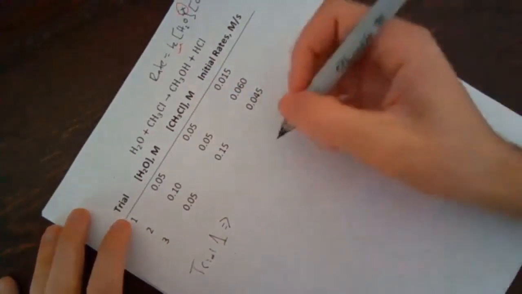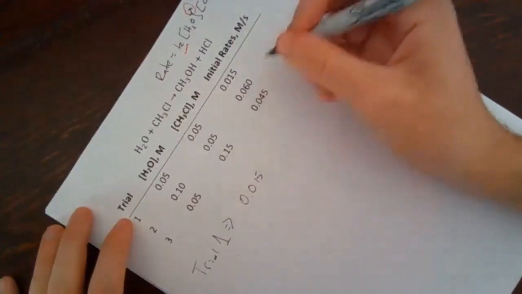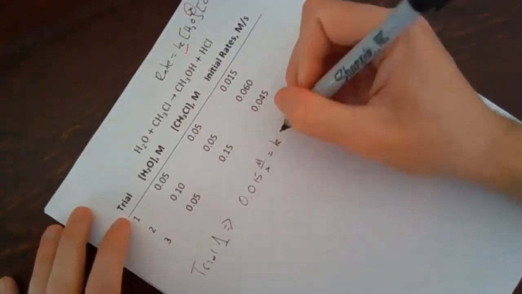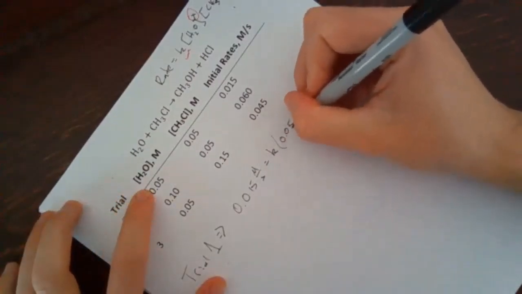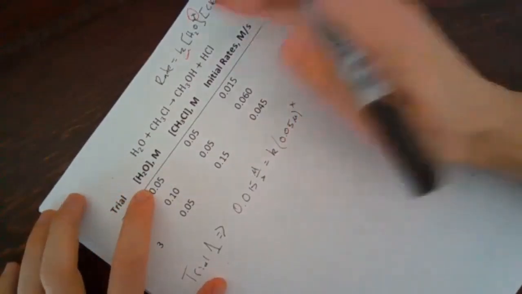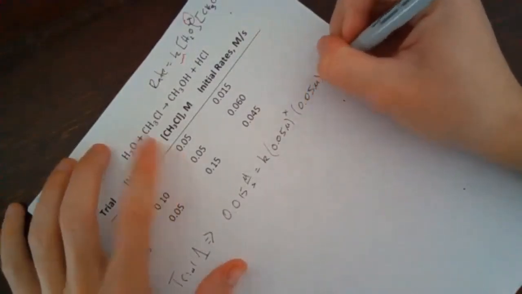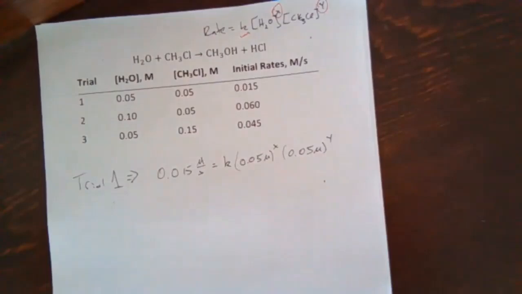I know that my rate was 0.015 molar per second, and that's equal to some K that I don't know, times the concentration of water, 0.05 molar raised to some power X, which I don't know, times 0.05 molar concentration of this raised to some power Y. I don't know what K, X, and Y are, but because of how I did the experiment, I know all of the other numbers.